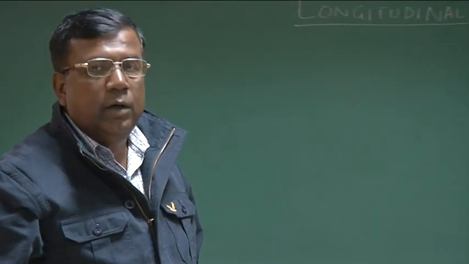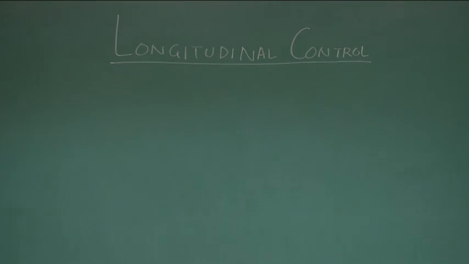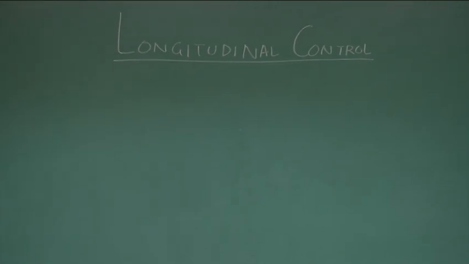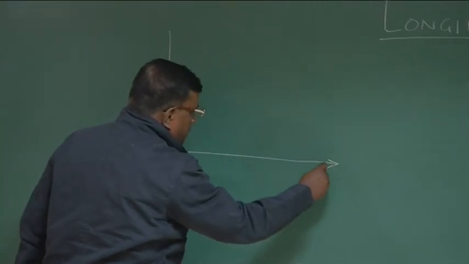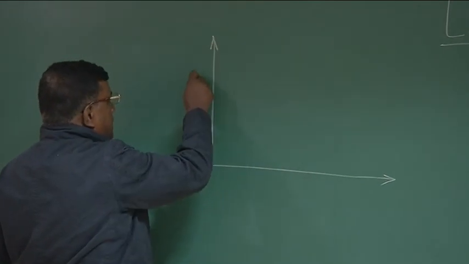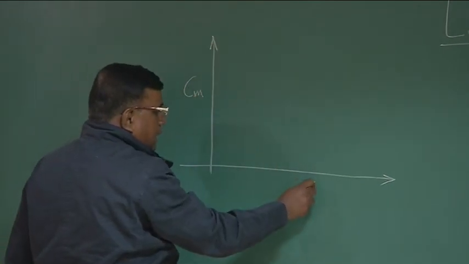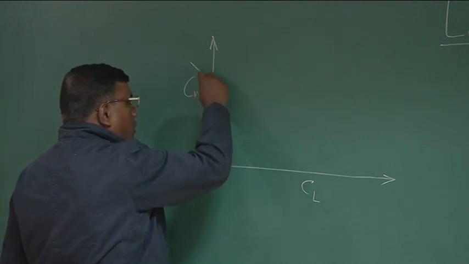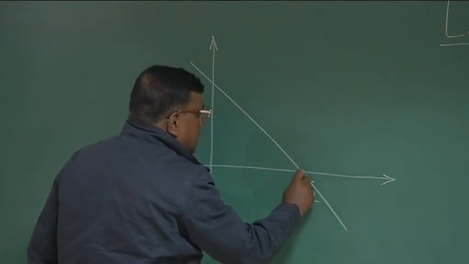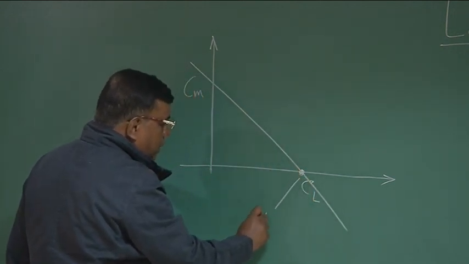Today in this session we will be discussing longitudinal control. What is the meaning of longitudinal control? Let us again try to understand from our very popular diagram. This is Cm versus Cl, and you know this is the equilibrium point or trim point.